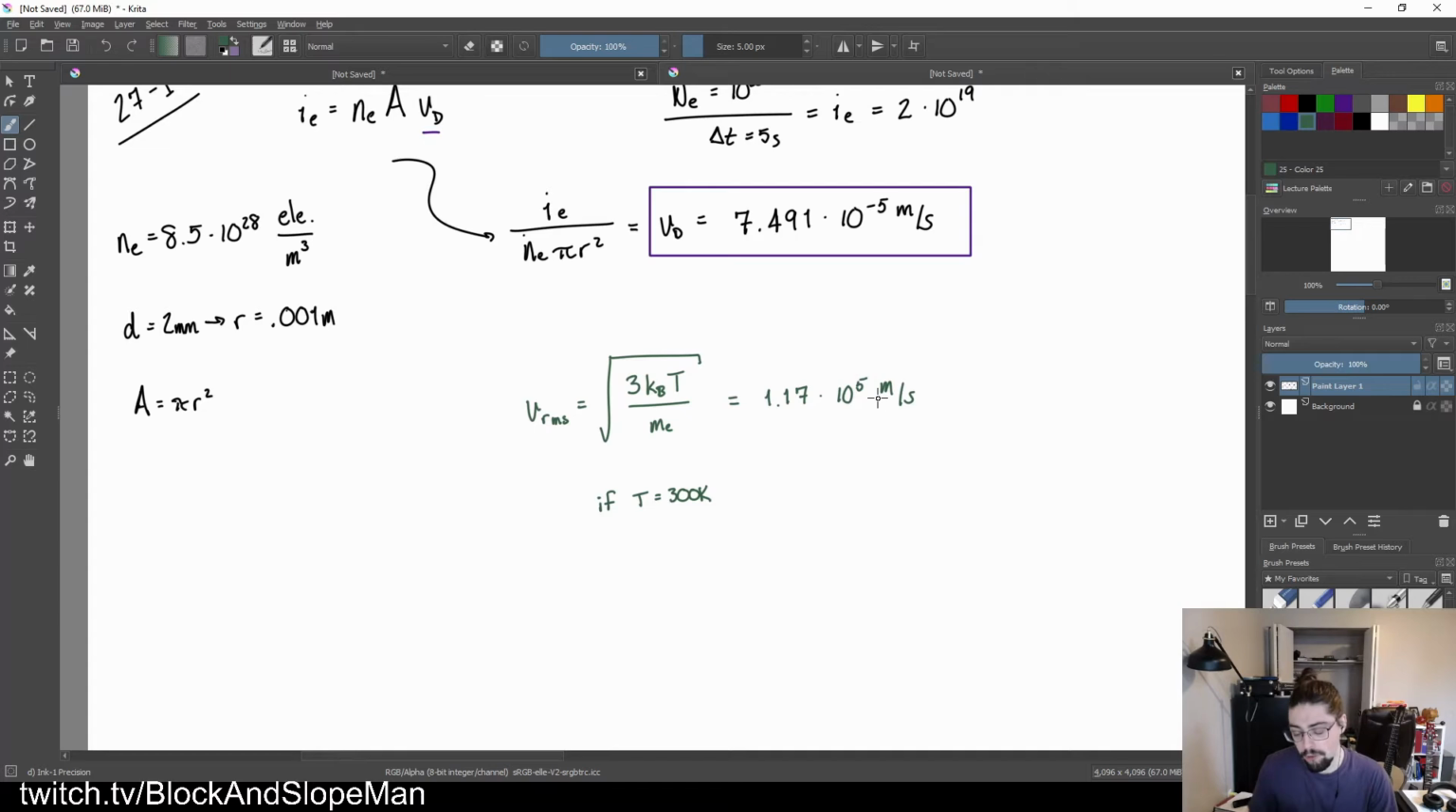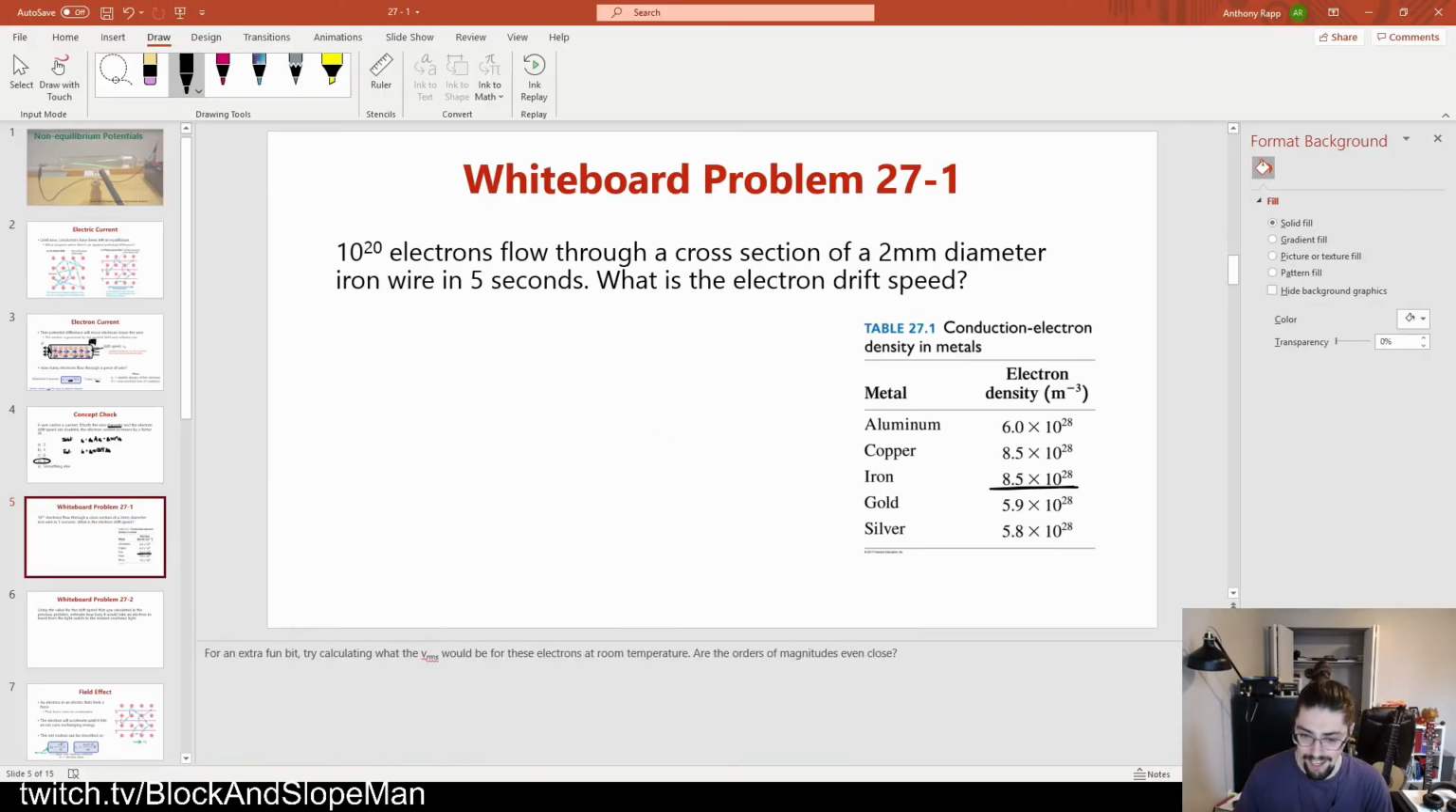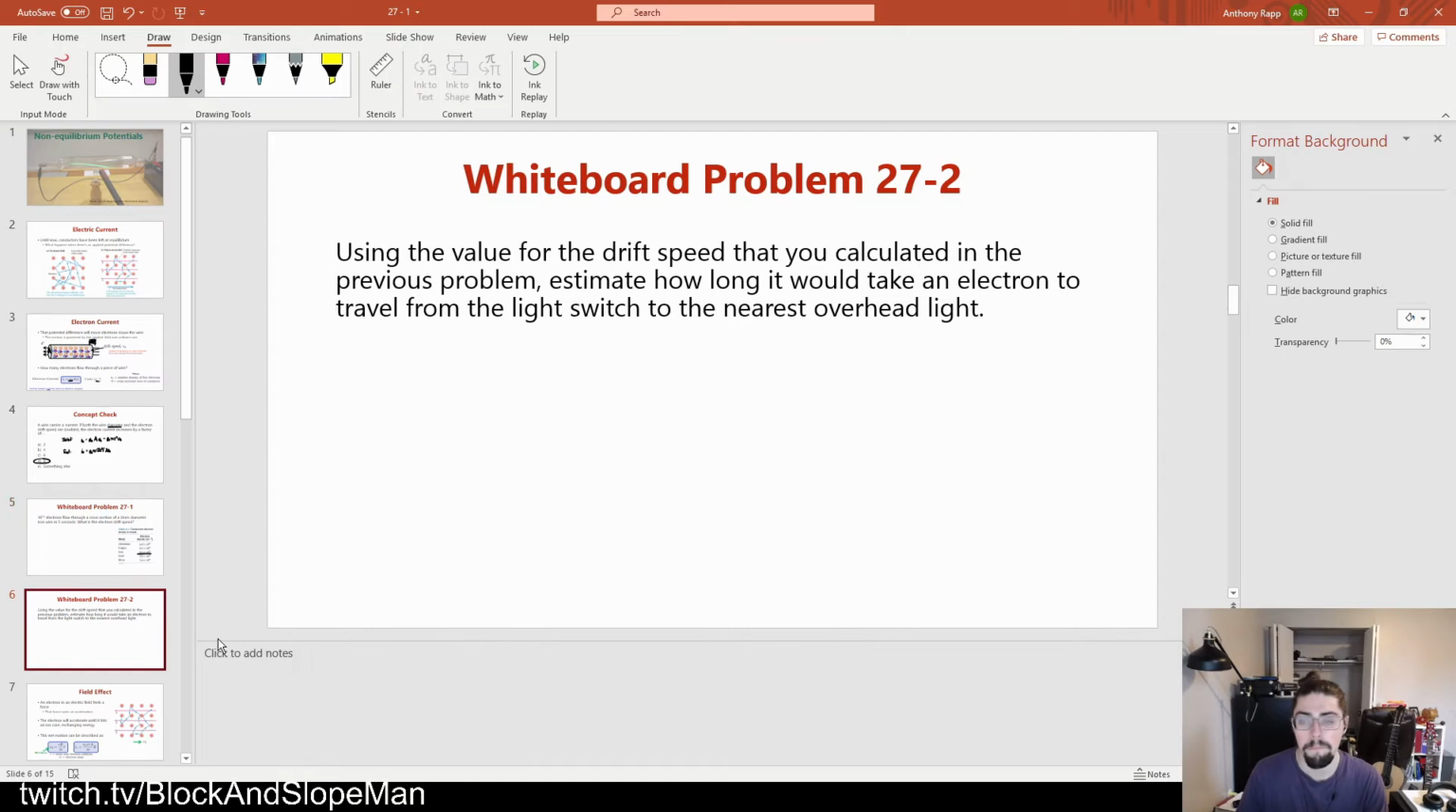And before I go too much farther into this, I do want to start to look at another problem here real quick, just for a fun one. I think it's a fun problem to look into real quick. So let's take that same value that we just found for the drift velocity, right? So that's essentially the average speed of an electron moving through the wire. Take this to whatever room you're in right now. Look around, find the nearest light switch and what light it's going to turn on.